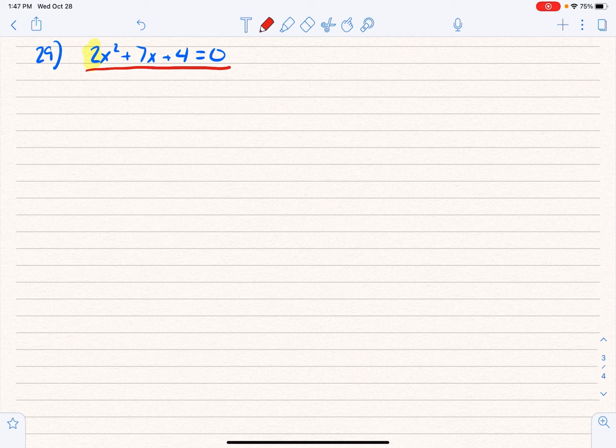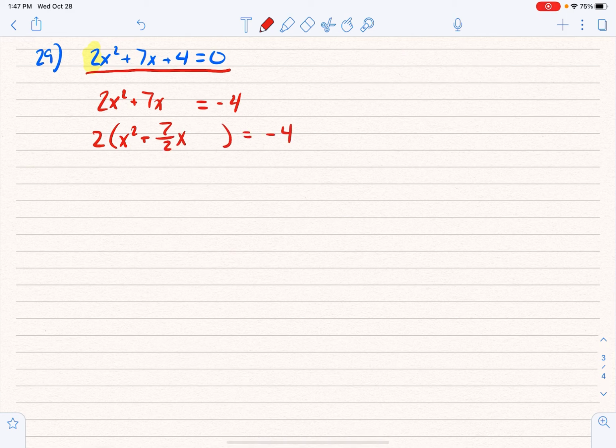All right, and we're back. Okay, so here's what we're gonna do. Hopefully you look at this and go, this is so much easier now. I know it's 2x squared plus 7x, move the 4 to the other side, and I get negative 4. I have to factor out the 2, so I get x squared plus 7 halves x equals negative 4. Now, I need to cut 7 halves in half, so that's going to be 7 fourths, and then square it, which is going to give me, yuck, 49 sixteenths, okay?